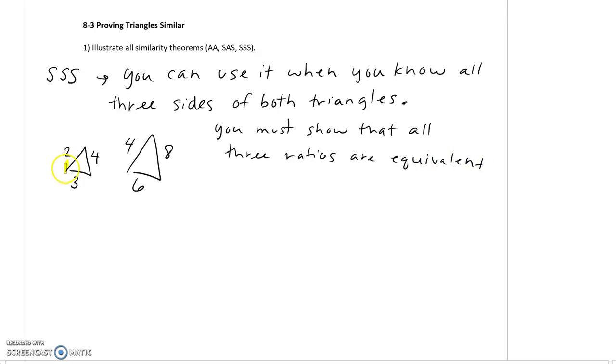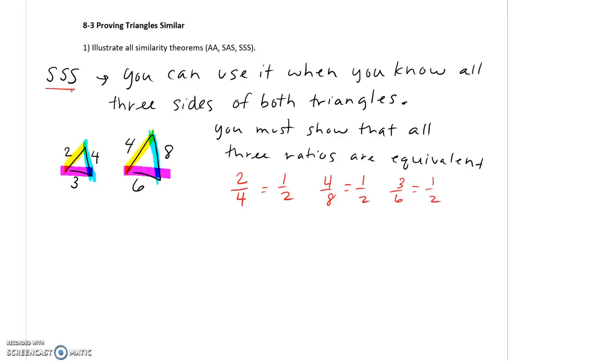So in mine, the yellow goes with the yellow side, so my ratio is 2/4, which is 1/2. Then on the blue side, those are the ones that go together. So 4/8 is 1/2. And I'll call the pink side, that'd be 3/6 is 1/2. If I have all three sides and I show that all three fractions are the same, that is SSS. Writing a similarity statement is just like before. I'd have to label my corners, my vertices, in order to do that.